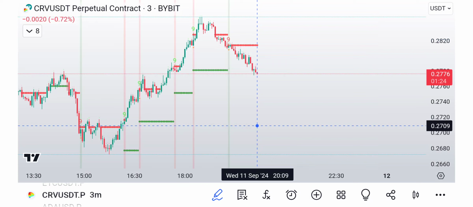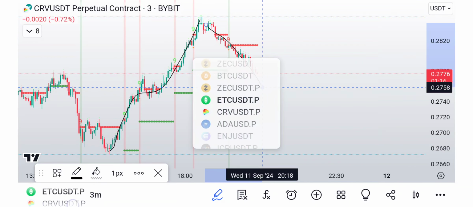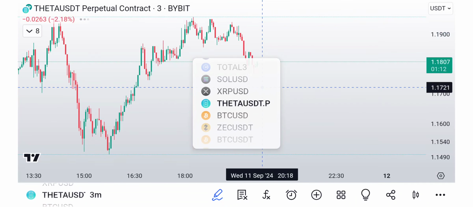CRV doesn't really have a lot of definition in the waves. You can see it's just kind of straight up and then straight down. So it's a little bit difficult. A good chart has good oscillation.